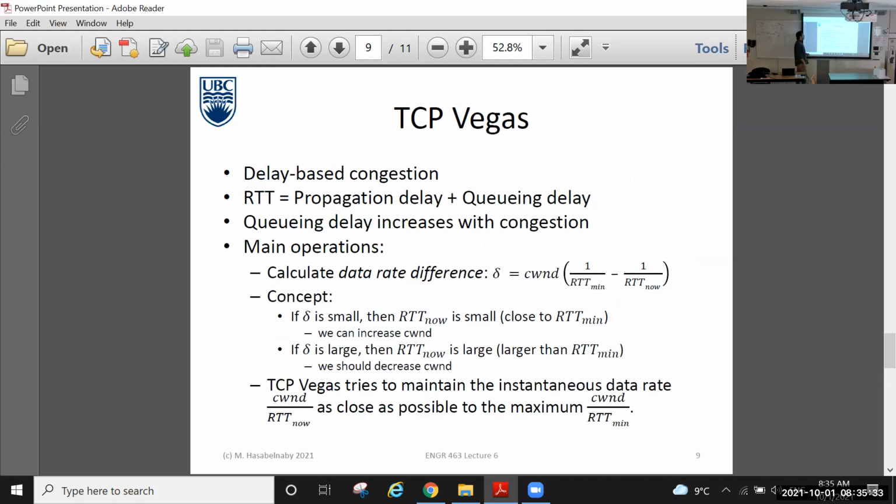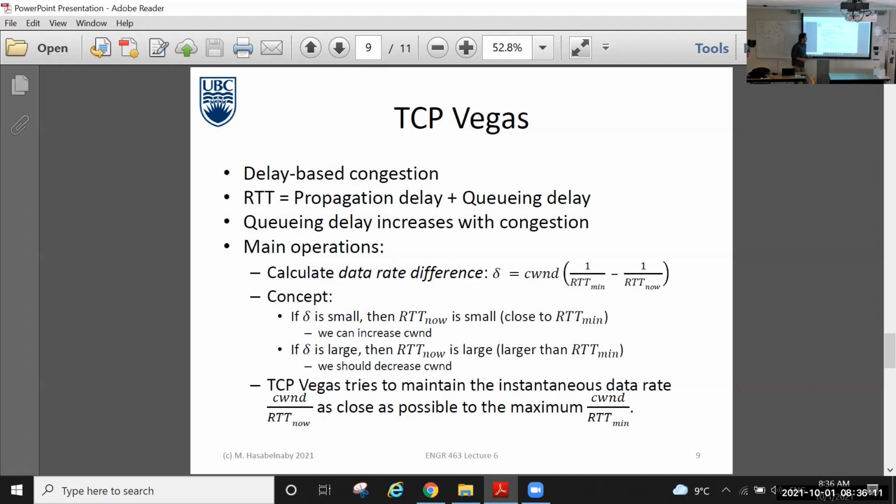We have TCP Vegas. TCP Vegas is another type of transmission control protocol. It is delay-based congestion control. We measure the round trip time. The round trip time includes the propagation delay between the sender and the receiver, and if we have a middle node, we have buffering or queuing. So the round trip time equals the propagation delay plus the queuing delay.